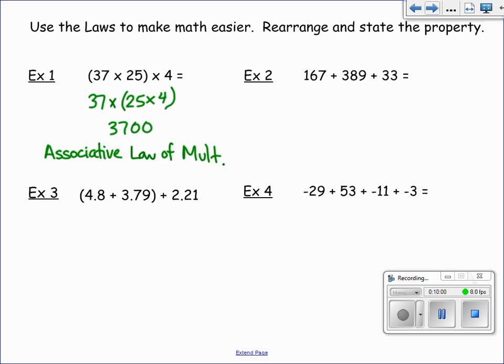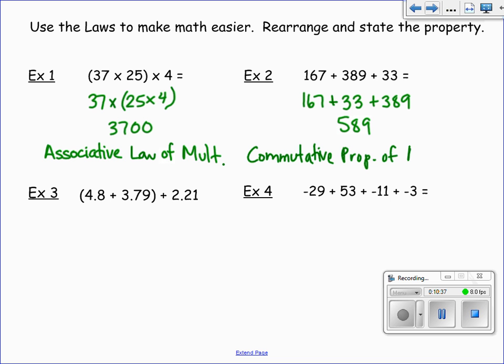Mary? 167 plus 33 equals 200. So you're moving the 33 by the 167 because it equals 200. What's the answer to the whole problem then, Mary? 589. What property did Mary use when she moved the 33 and the 389? What property is that? Daryl? Yep, the commutative property or law. In this case, is it of addition or multiplication, Daryl? Good. And again, I can use property and law interchangeably.